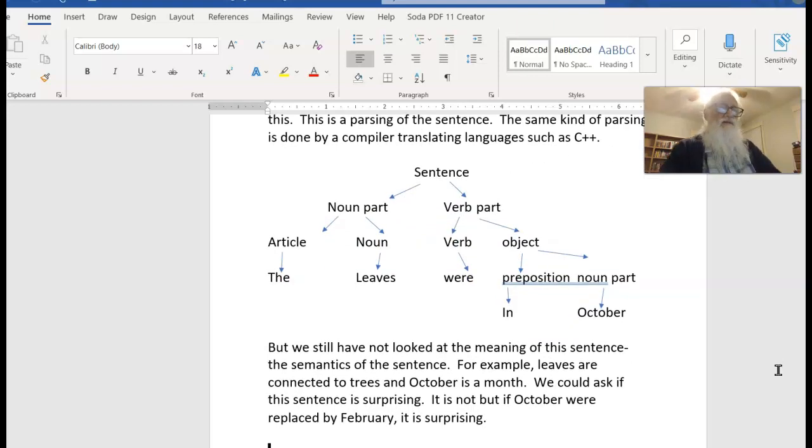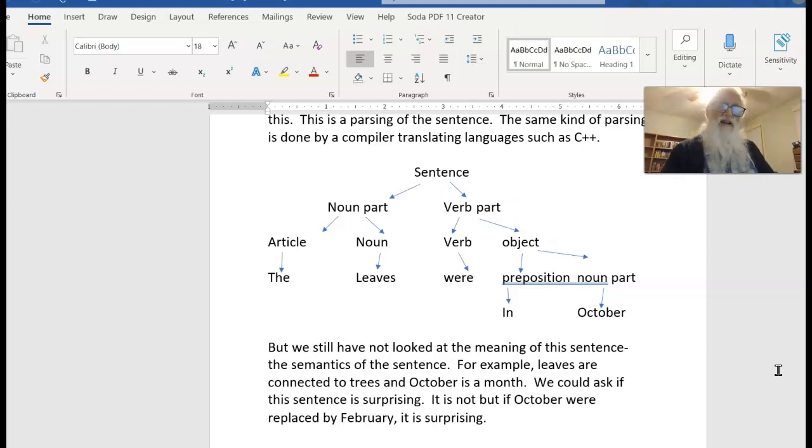For example, how does the computer know that leaves are connected to trees? How does the computer know that October is a month? Is this sentence a reasonable sentence, or is it a joke? Suppose I wrote the leaves were beautiful. I left out colorful. I'm sorry. That the leaves were colorful in October.